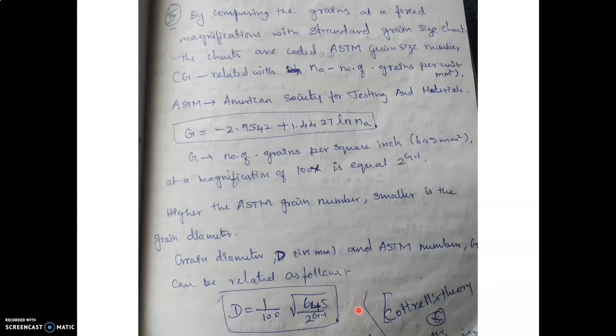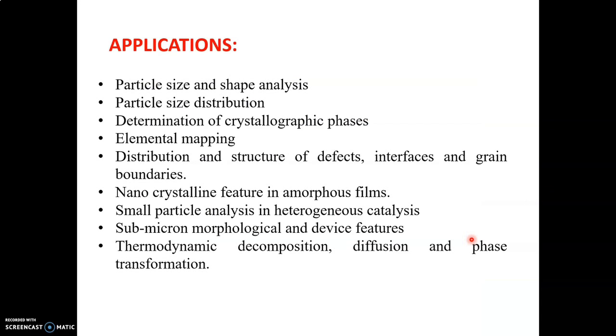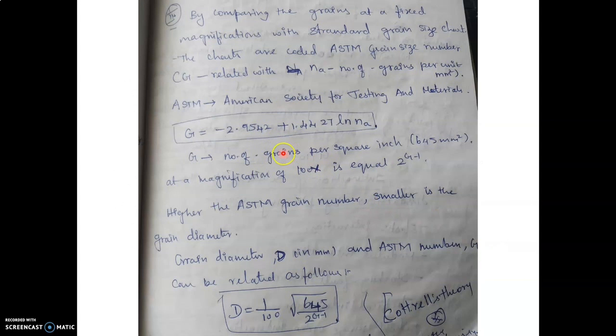For your reference, you can refer to Cottrell's theory to know how they calculate the diameter of the grains. So G is equal to, this is the formula, Na. Na is nothing but the number of grains per meter of magnification. From the G you are going to calculate the diameter of each grain. This is represented in Cottrell's theory, which is used to calculate the diameter of the nanoparticles.